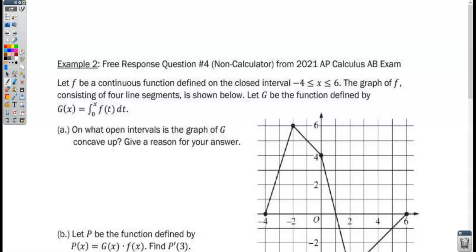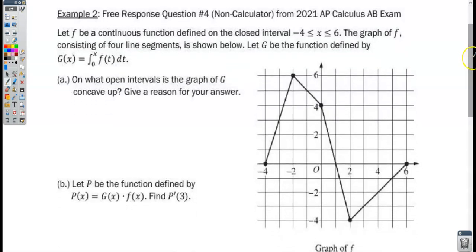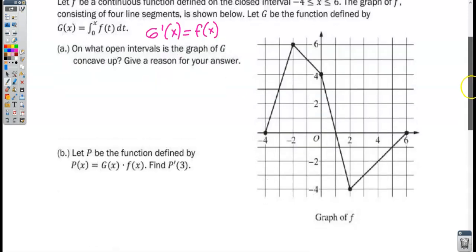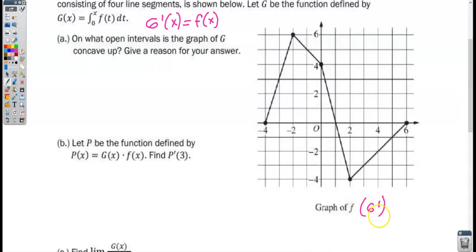This is free response question number 4, which is a non-calculator question from the 2021 AP Calculus AB exam. It opens with, let f be a continuous function defined on the closed interval from -4 to 6. The graph of f, consisting of 4 line segments, is shown below. We see it here. We're told that capital G is the function defined as the integral from 0 to x of f of t dt, which means that capital G prime of x is equal to f of x using the fundamental theorem of calculus. So this is not only a graph of lowercase f, this is also a graph of G prime.